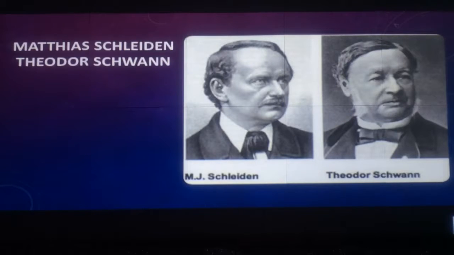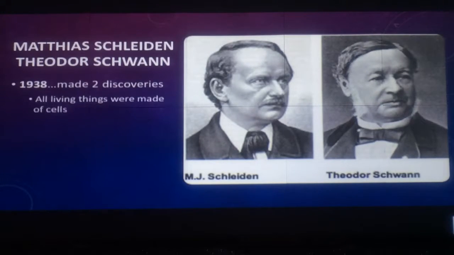Their names are Matthias Schleiden and Theodor Schwann. They made two important discoveries in 1938. The first one, they realized that all living things were made of cells. I've kind of repeated this before, but this was their discovery, and they were following Robert Hooke's discoveries.